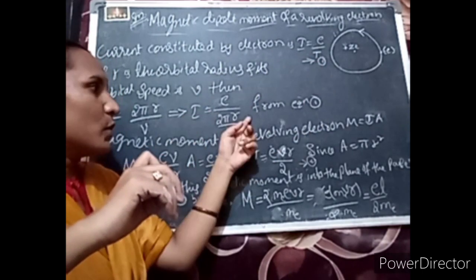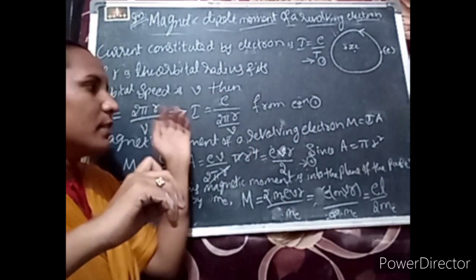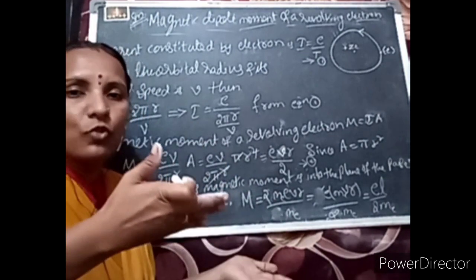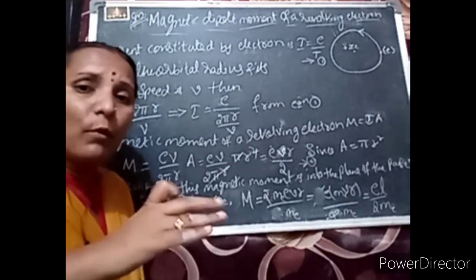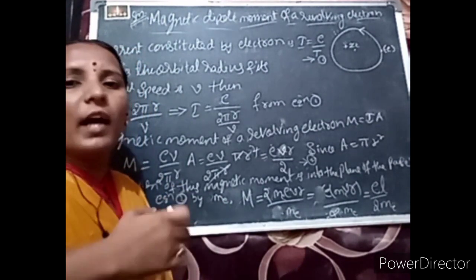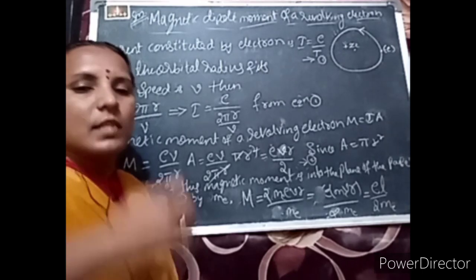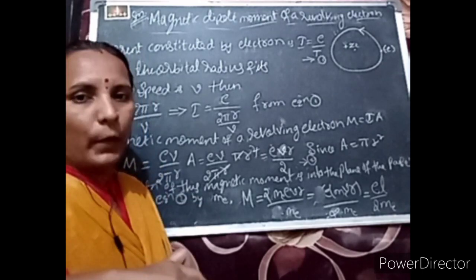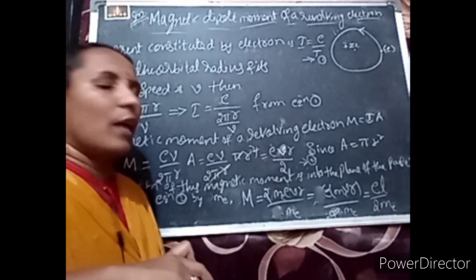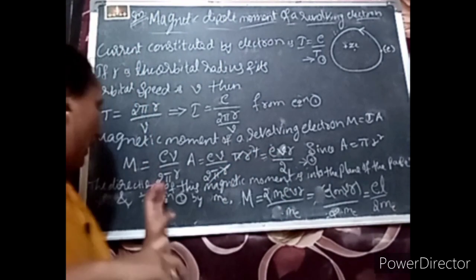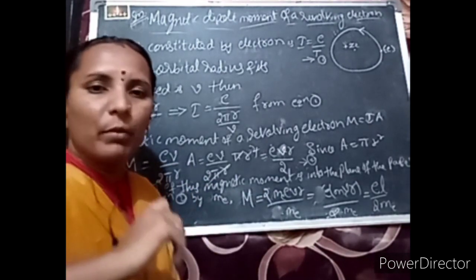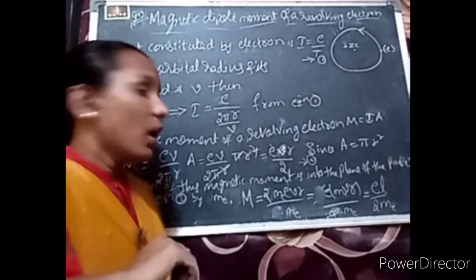So we have substituted and simplified, and we are finding the magnetic moment of a revolving electron. What is the magnetic moment of any current loop? That is M is equal to IA. Substitute the I value, substitute the A value as pi r square. Then what gets cancelled? What remains, you know, is eVr by 2. Then finally the direction of the magnetic field is into the paper, so we are taking minus.